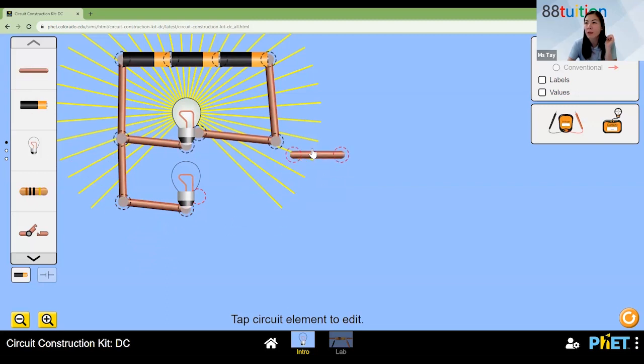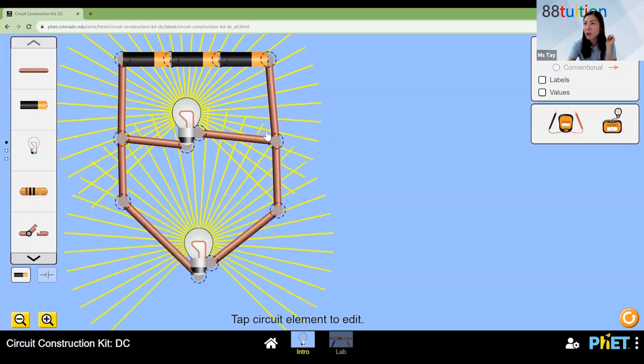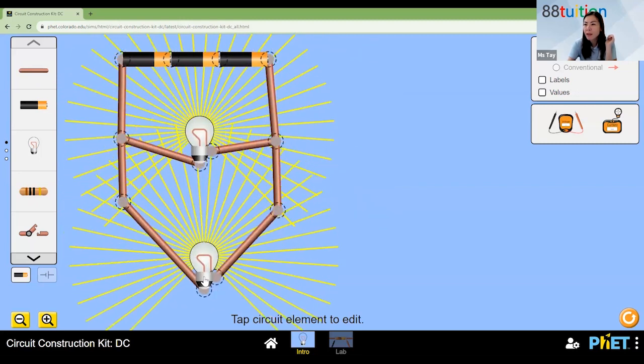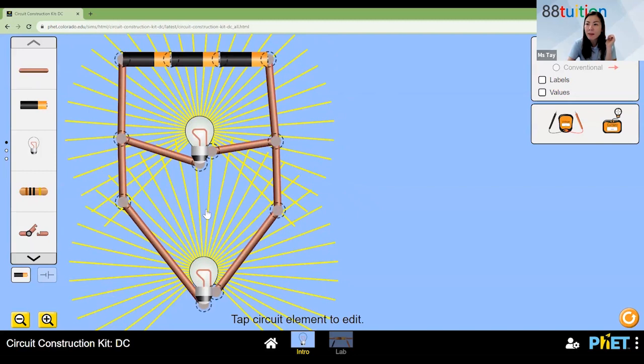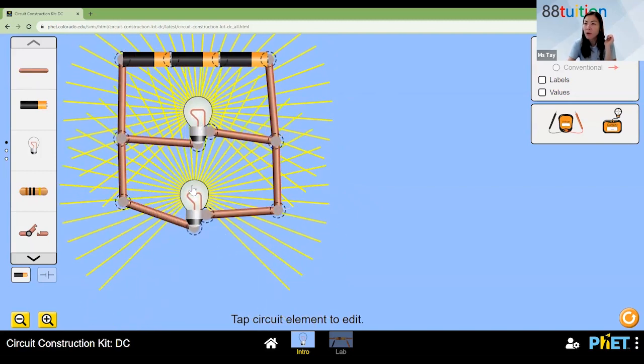It's very, very fun. So I'm going to do this for option A, showing the light bulb A. Do you see that the bulbs are actually the same brightness? Can you see how long these lines are? It's the same brightness, right? So this is actually the one for bulb A.